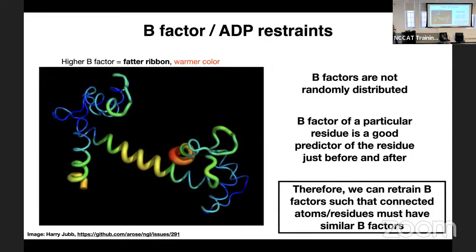And so we can restrain the B factors of a given atom to be similar to the B factors of the neighboring atoms, right? Because we would expect that one atom that's chemically bonded to the next atom is not going to be wildly more mobile or less mobile than its neighbors. So this is also a very important constraint. B factors can't vary randomly, but they are coupled with the B factors of neighboring atoms.